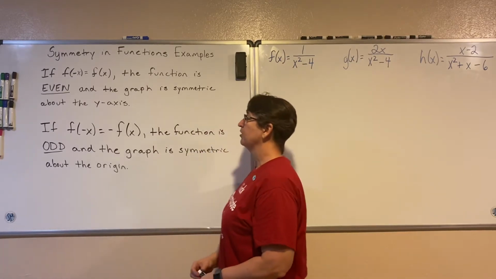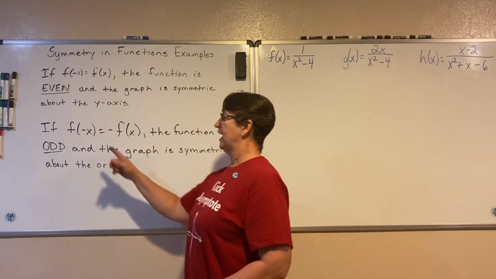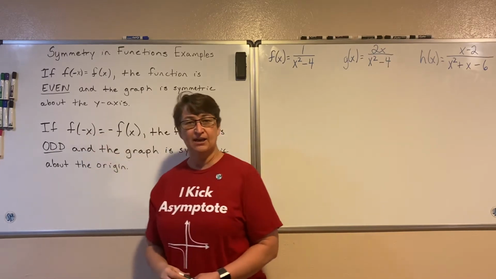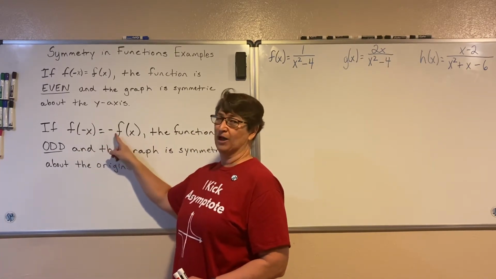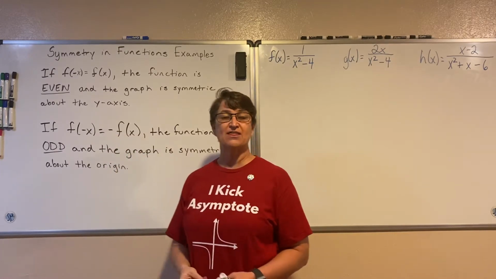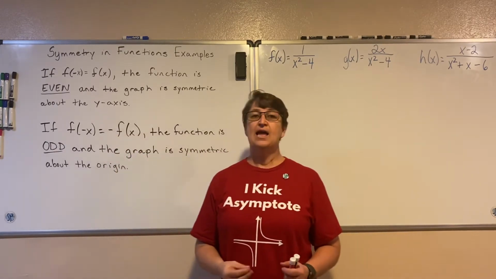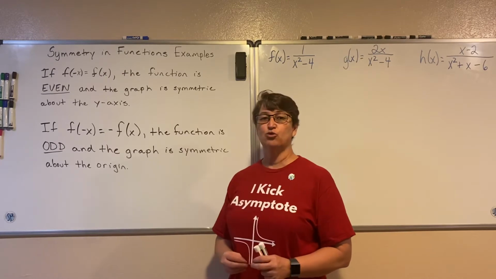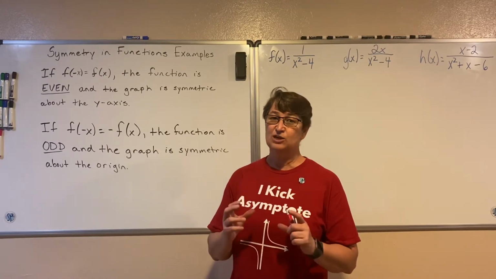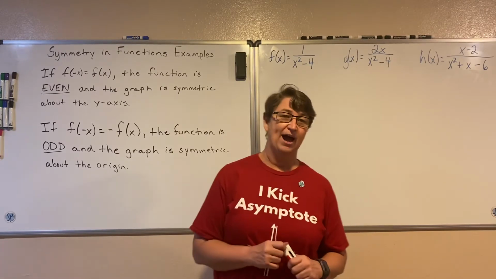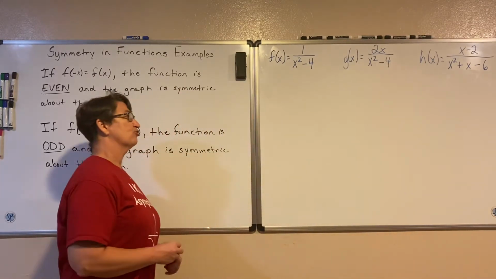the other side. If, on the other hand, when I input a negative x and I get out a negative 1 times my original function, then we say that function is odd. And that oddness tells me that the graph is going to be symmetric about the origin, you know, that 0, 0 point on our graph. So here, let's look at 3 examples.